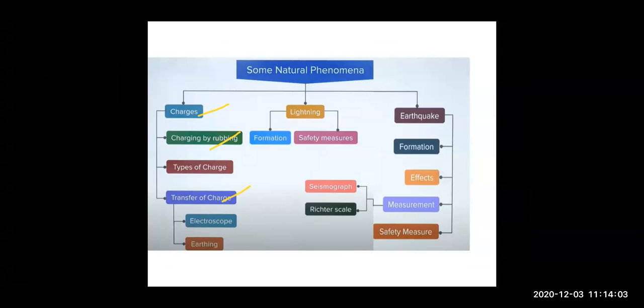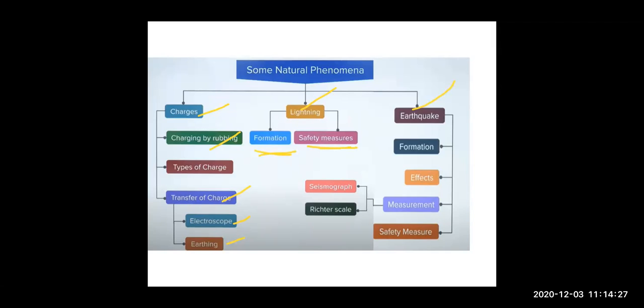In that we will talk about electroscope and earthing. Then we will talk about the first natural calamity, that is lightning, and the second natural calamity which we are going to learn in this chapter is about earthquake. Under the heading lightning, we are going to learn how lightning is formed, and then we will see what safety measures we need to take during lightning.